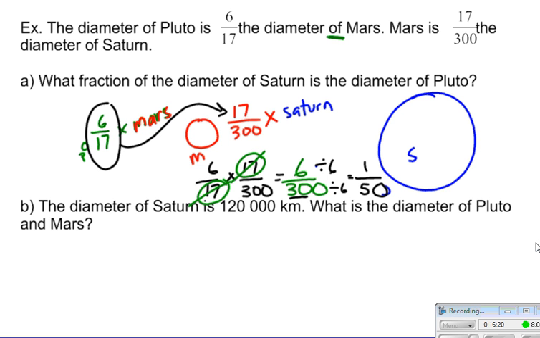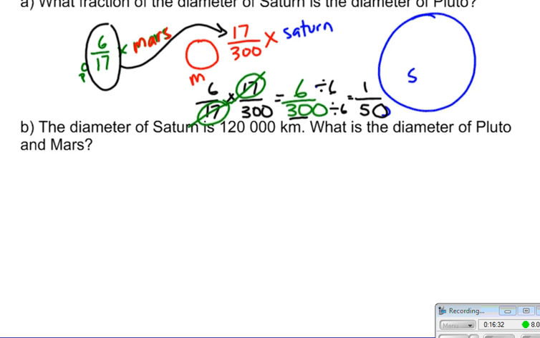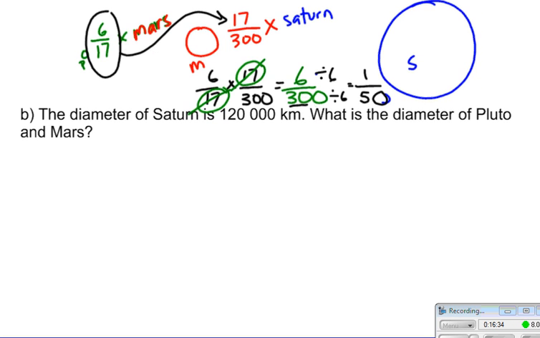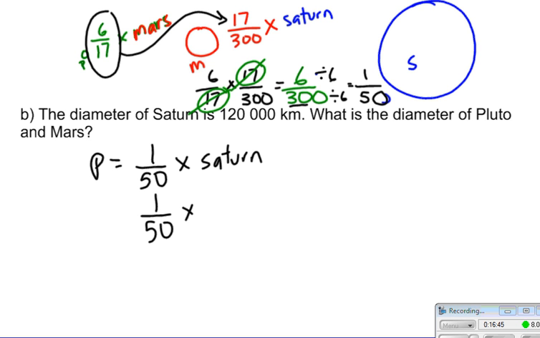So it says the diameter of Saturn is 120,000 kilometers. What is the diameter of Pluto? And what is the diameter of Mars? So we are going to use these two ratios that we just came up with. So Pluto, we said, is 1/50th the diameter of Saturn. So 1/50th times 120,000.